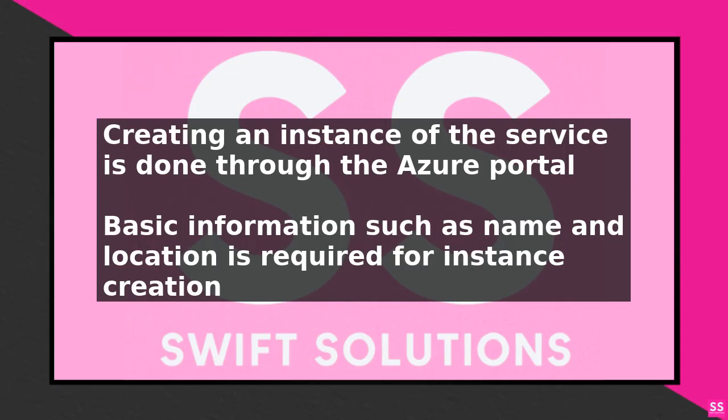Once your instance is created, you can start the migration process by creating a new migration project. This involves selecting the source and target databases, as well as the type of migration you want to perform. There are two types of migrations: offline and online.